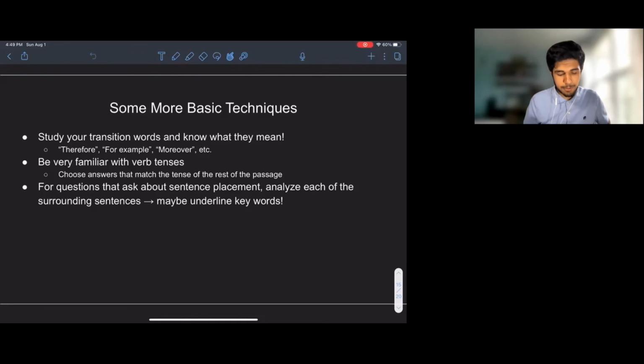And lastly, for questions that ask you about sentence placement, like where is the best place to put this sentence, analyze all of the surrounding sentences. Maybe underline some keywords in each sentence and see where the sentence in question matches other sentences.